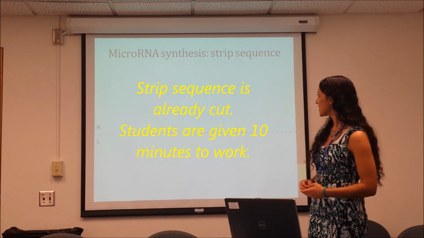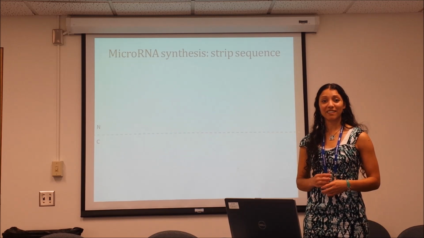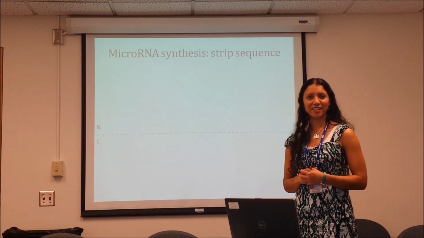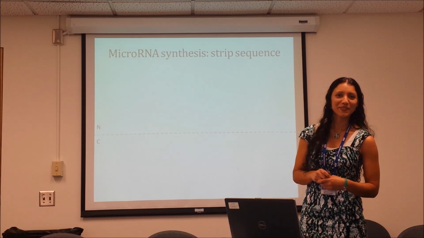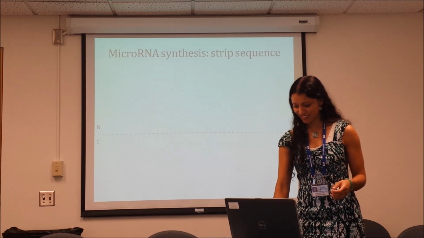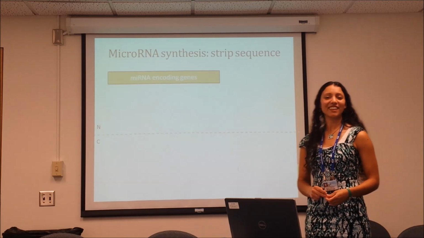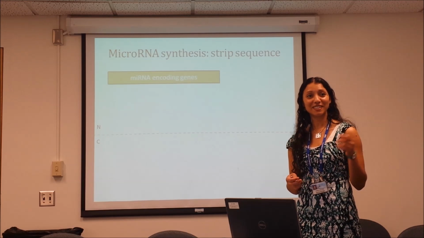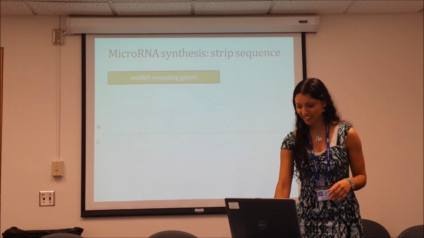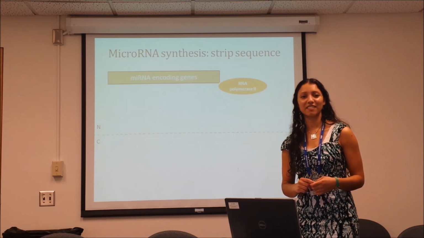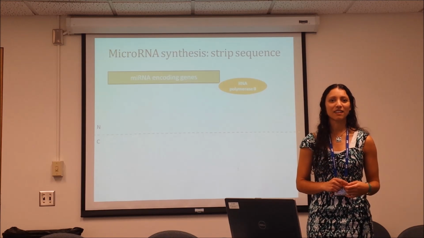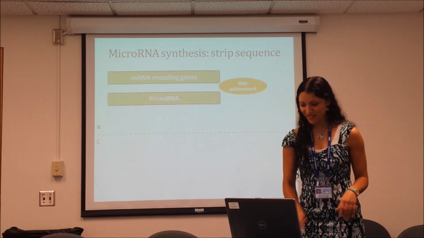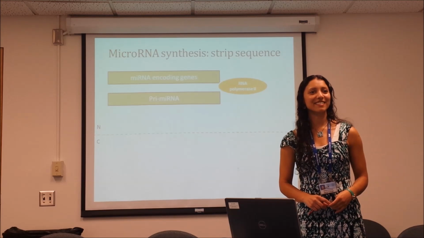Okay, let's see how we did. Let's put together the microRNA biosynthesis pathway. So, what's the first component of it? Sam? MicroRNA encoding genes? Okay, great. We have the microRNA encoding genes in the DNA. What's the enzyme that transcribes them? Susan? The RNA polymerase II. Good. And what do they get transcribed into? Primary microRNAs? Very good. What's next?